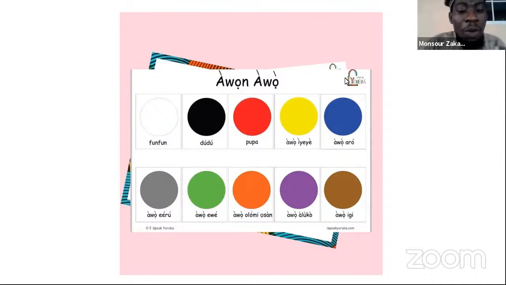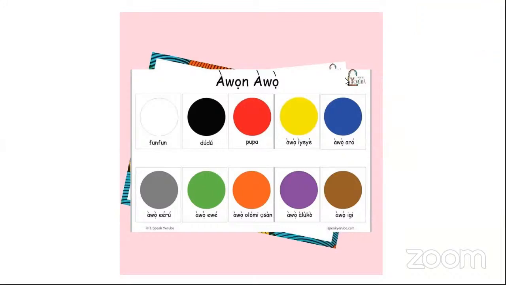All right. When we are talking about purple color, it is called aluko. And the last one on the list here is igi. Igi is the tree. When you see the tree, they are brown in color, like wood. Wood is igi. So that is what we are going to learn today.